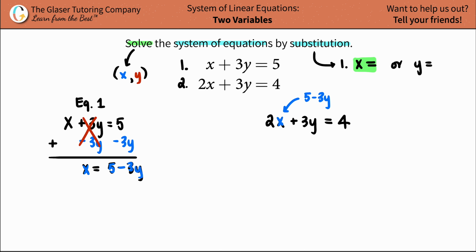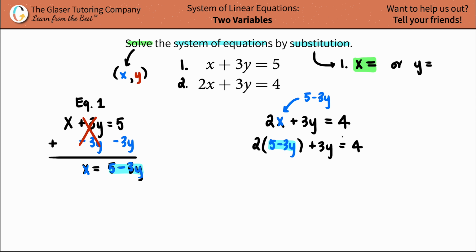So let's just represent that. So now we have 2 times, well, what was the x value? It was 5 minus 3y. Close that up, that's the x value, right? That was this guy, and now it's here, right? And now the rest of the equation comes along for the ride. So plus 3y equals 4. And we officially have done our substitution.